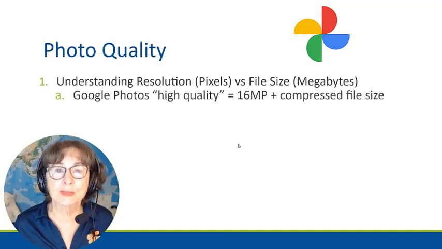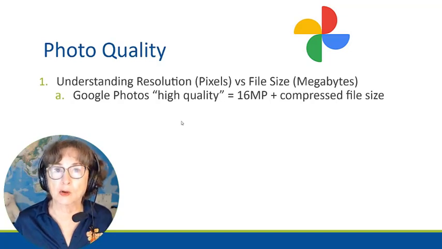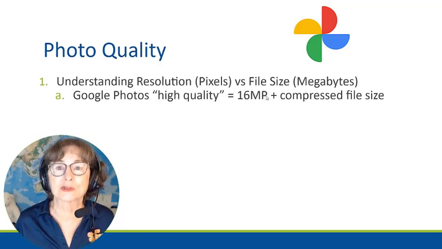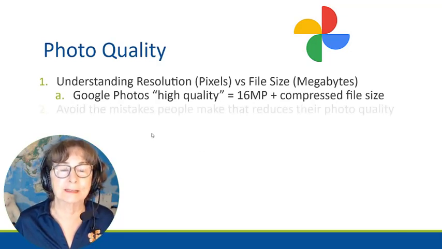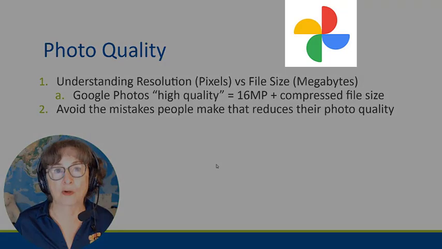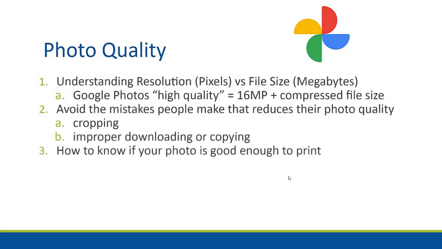Why is this important? Because Google Photos asks you to choose between original and high quality, and high quality you get for free. So what does 16 megapixels and compressed file size mean? You need to avoid the mistakes that people make and reduce their photo quality. That's by cropping and by improper downloading or copying. And lastly, I want you to know how to test to see that your photo is good enough to print.